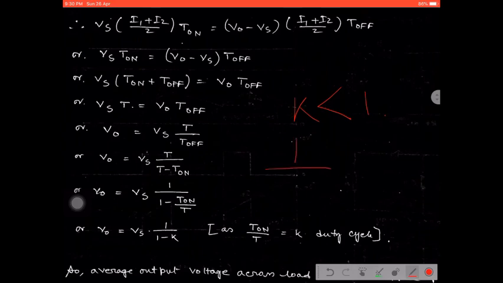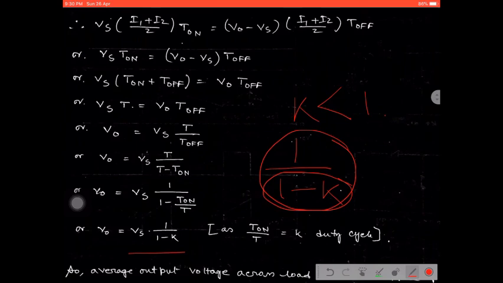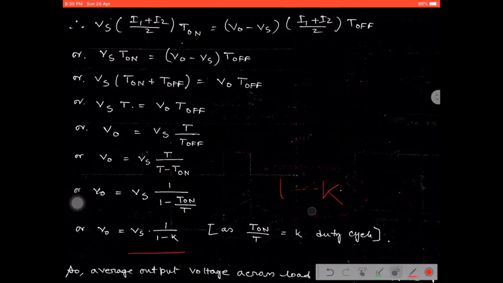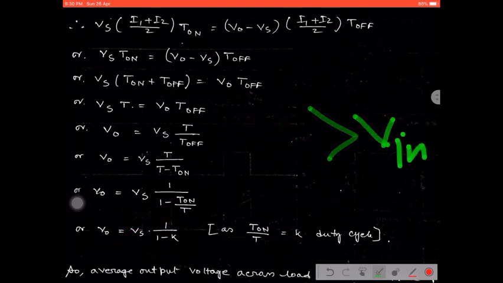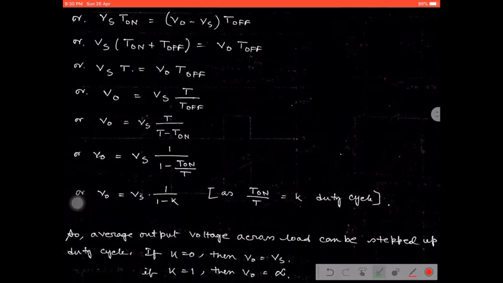That means in 1 by (1 minus K), the denominator must be less than 1, so the whole term must be greater than 1. We can conclude from the equation that if K is less than 1, the expression gives more voltage. Vs multiplied by this term gives a result V0 which must be greater than the supply voltage Vs. That is why we can say this is a step up chopper.